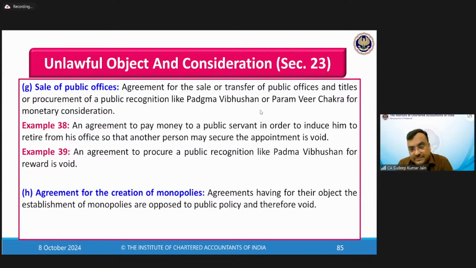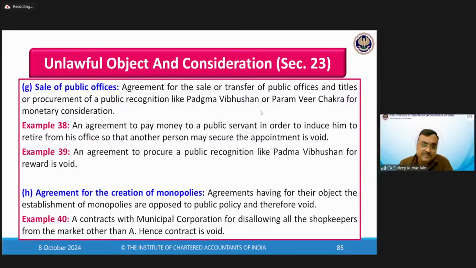Agreement for creation of monopolies. See, if I enter into a contract with the Nagar Nigam, the local authority, that I will pay rupees 1 lakh if the authority allows only my vegetable cart in this vegetable market. मैंने नगर निगम से कॉन्ट्रैक्ट किया कि मैं आपको 1 लाख रुपए दूंगा केवल मेरी ठेल लगनी चाहिए सब्जी की बाकी किसी की हटवा दो. This contract is a contract for creation of monopolies and these types of contracts are always void, because if there is a monopoly, there is a loss to the customer. So law says agreements having for their object the establishment of monopolies are opposed to public policy and therefore they are void.